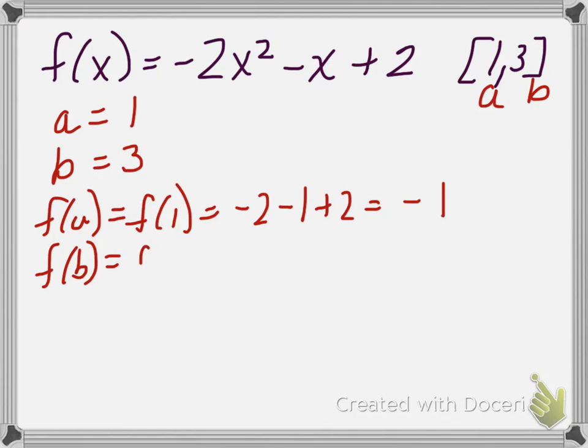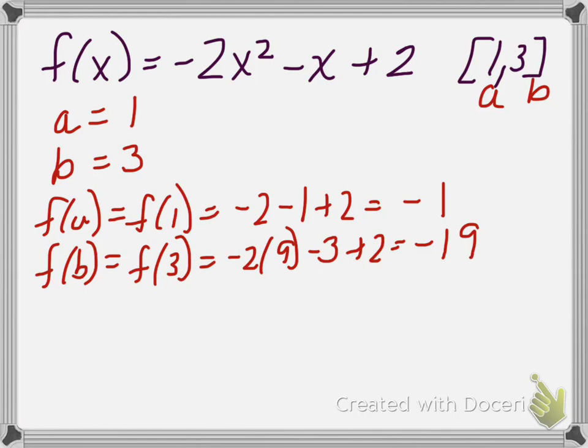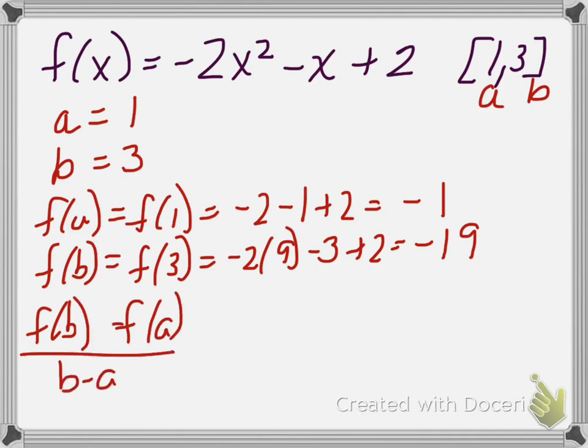F of B is going to be f of 3, so you're going to get negative 2 times 9 minus 3 plus 2. So that's going to be negative 18 minus 3 is negative 21 plus 2 is negative 19. And then you're going to use the slope formula. The formula is f of b minus f of a over b minus a, which is actually just the slope formula.